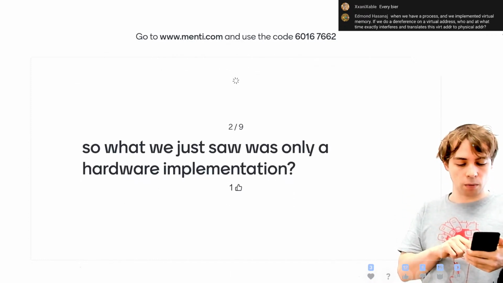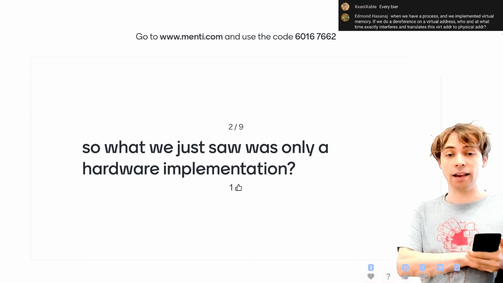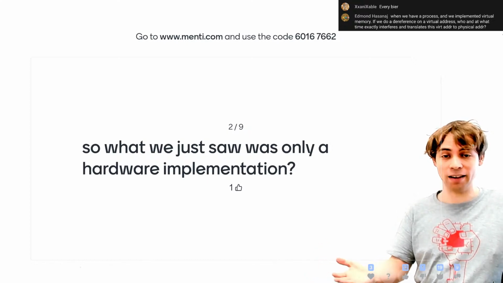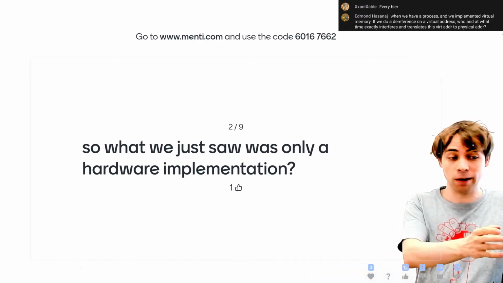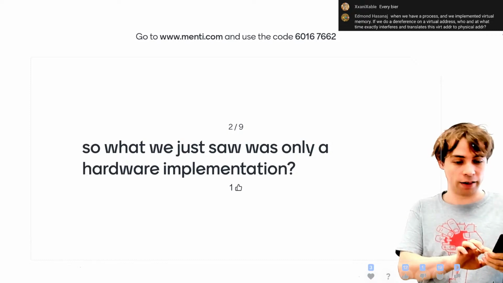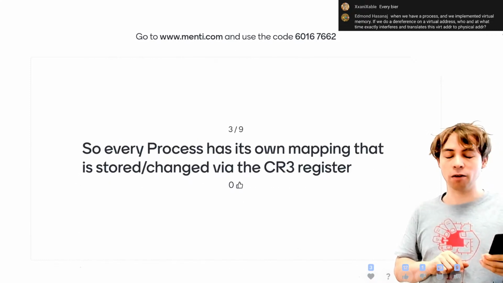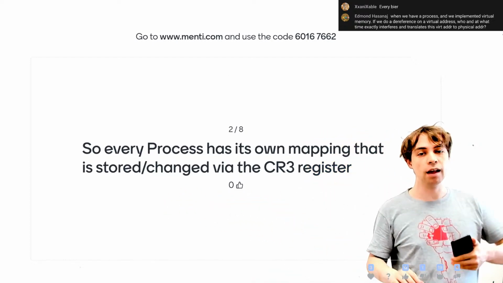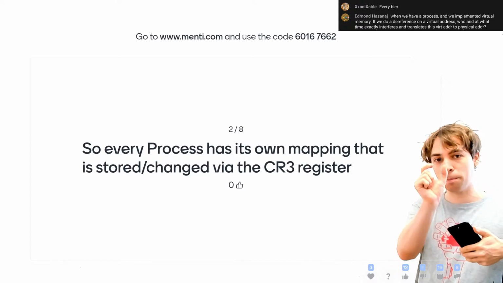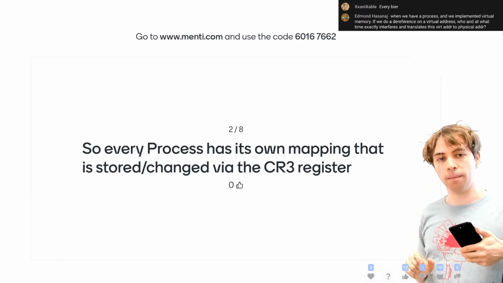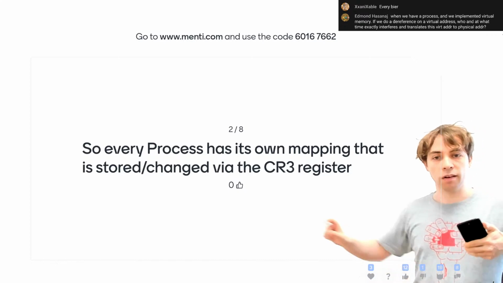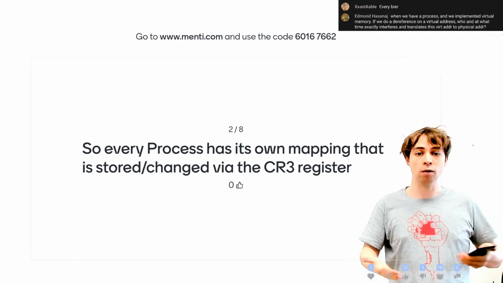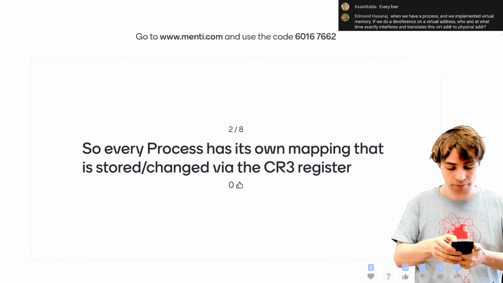So what we just saw was only a hardware implementation. It is the hardware implementation that you are all using. It's x86 64. It's the one that SWEP uses. That's why we looked at this, because we want to prepare you for the assignment. So every process has its own mapping that is stored and changed via the CR3 register. The CR3 register just stores the base address, the address where the page map level 4 is. We change the mapping by actually changing these tables in memory. They are stored in memory. We just change these values in memory.